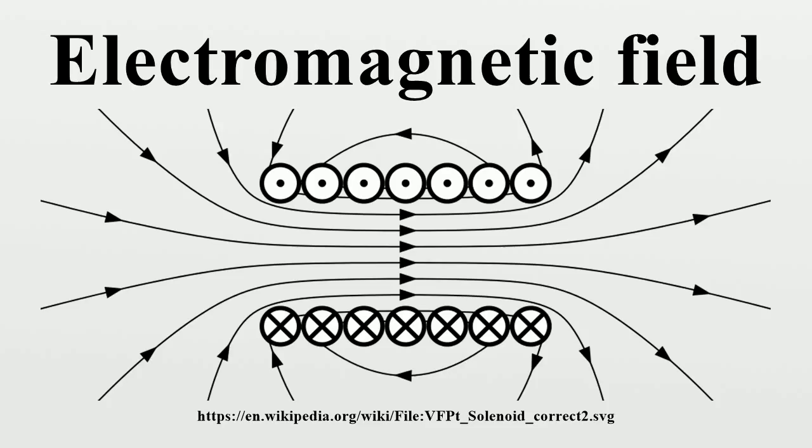The field can be viewed as the combination of an electric field and a magnetic field. The electric field is produced by stationary charges, and the magnetic field by moving charges. These two are often described as the sources of the field. The way in which charges and currents interact with the electromagnetic field is described by Maxwell's equations and the Lorentz Force Law.